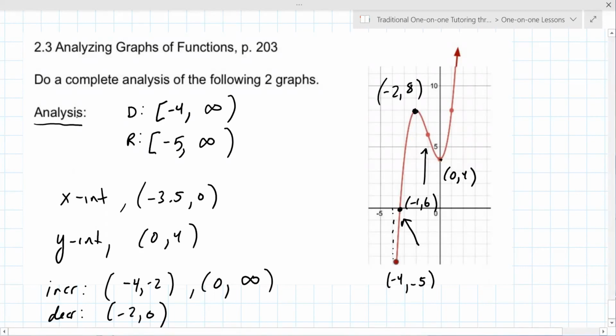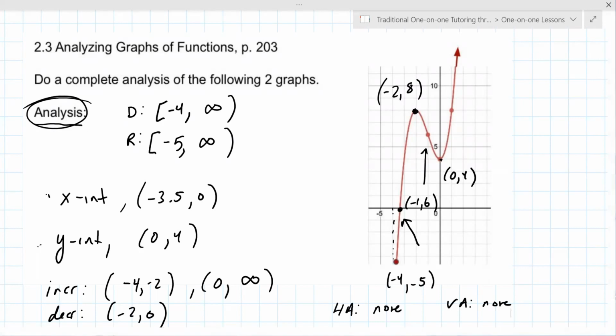What other kind of analysis do you remember from class? What else could they be asking? The zeros. So we got those. How about horizontal asymptotes? I think none. Okay. What about vertical asymptotes? None. Yep. Sometimes they ask about boundedness. You heard that in class? No. Okay. All right, let's go to the next one here.